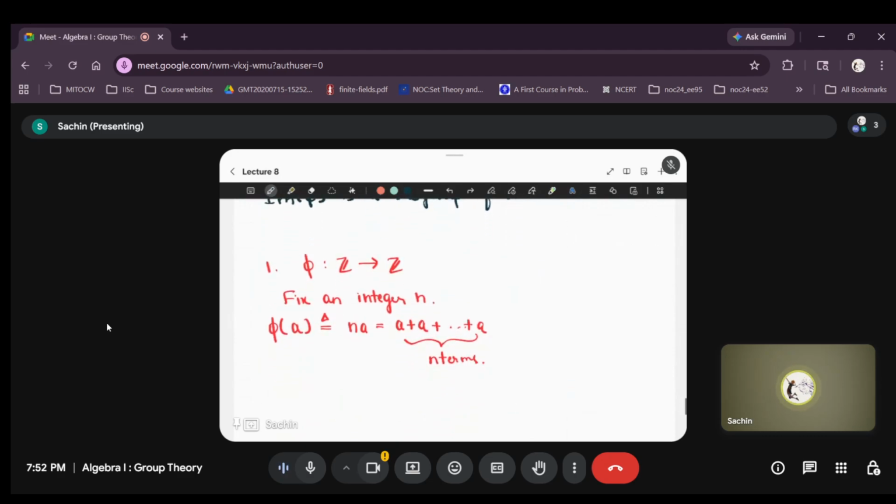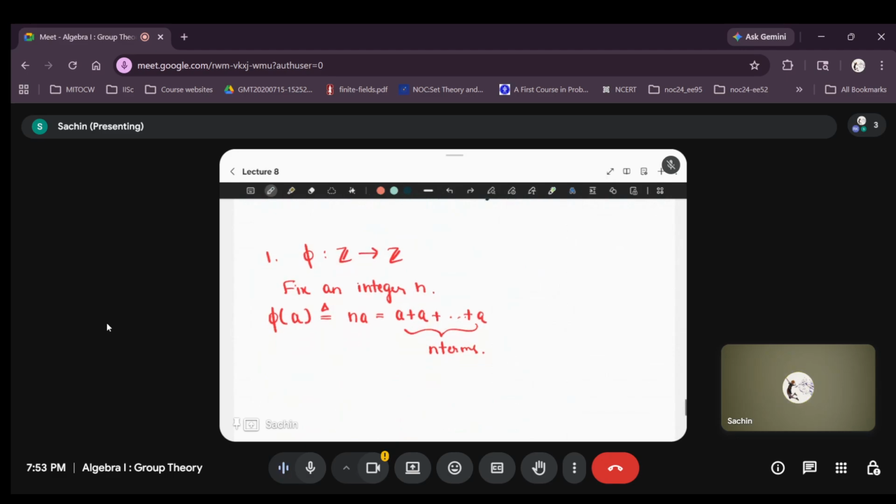So here in this example, phi from Z to Z, we fix an integer n, and then we take phi of any integer a to be simply n times a. Just to make it clear that we are still dealing with addition in both the groups, n times a is a plus a plus a plus a. So we're actually adding. Now, what will be the kernel of this homomorphism?